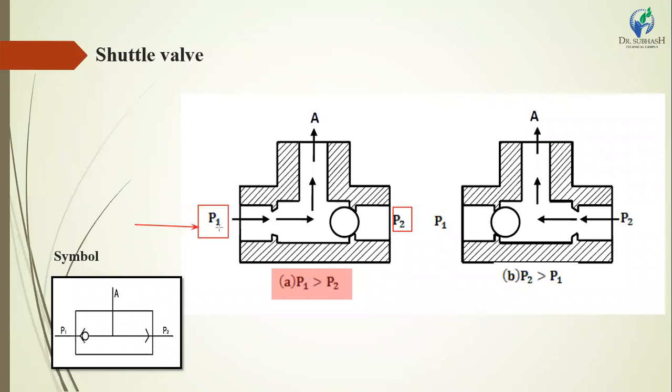If P1 is applied with higher pressure from this side, this circular ball moves to the right side and closes the P2 side. This is the valve seat and valve back. The ball moves from the right side and closes the P2 side, and fluid flows in the P1 to A direction and comes out from the shuttle valve.